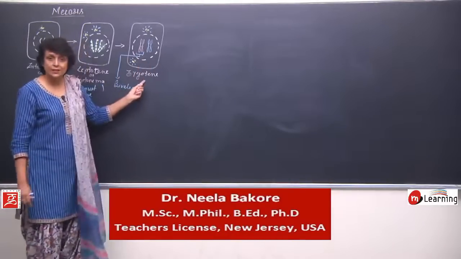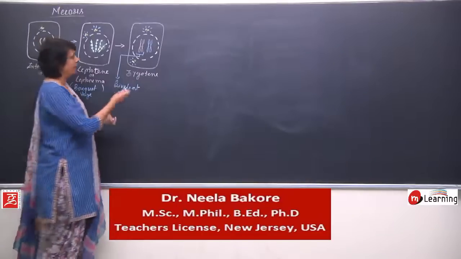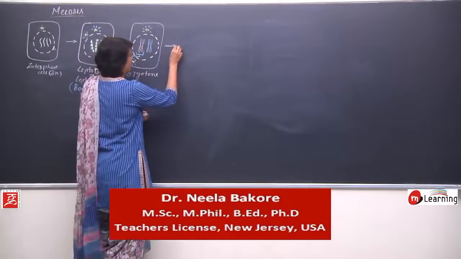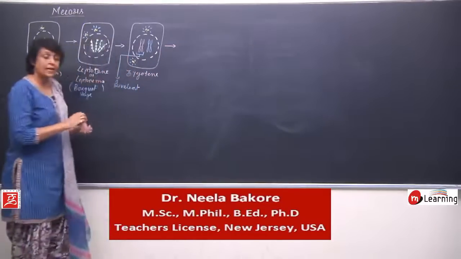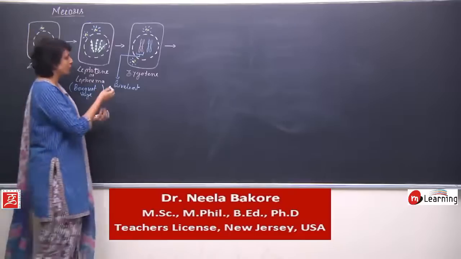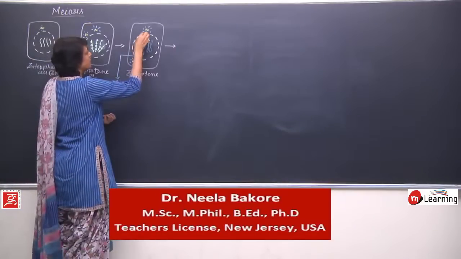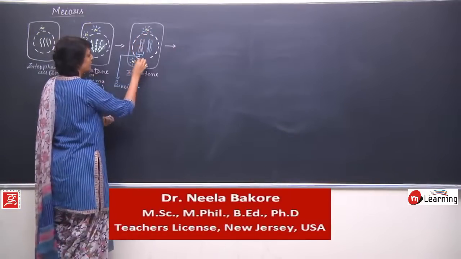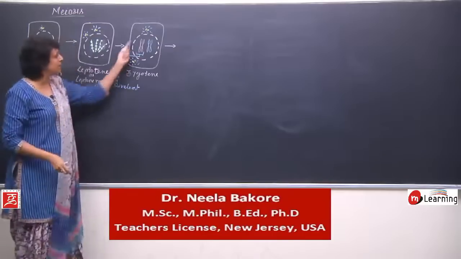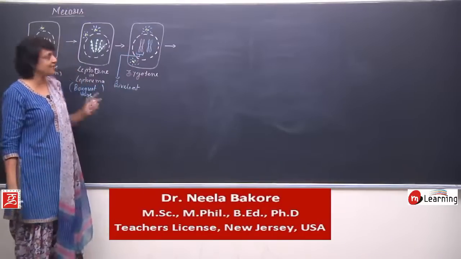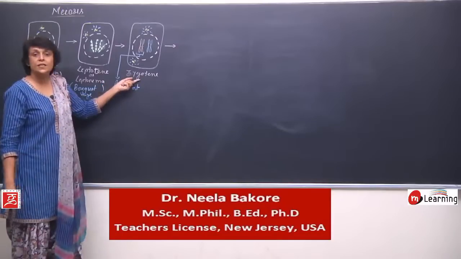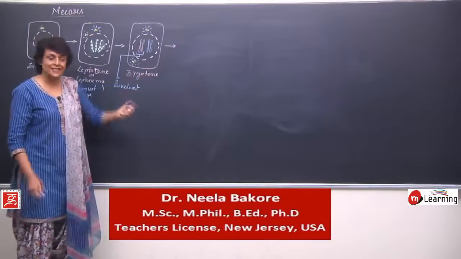Zygotene stage. In this zygotene stage, we also start seeing some spindle fibers, but the spindle apparatus is not clearly seen because the nuclear membrane is as it is. Now this enters the next subphase.